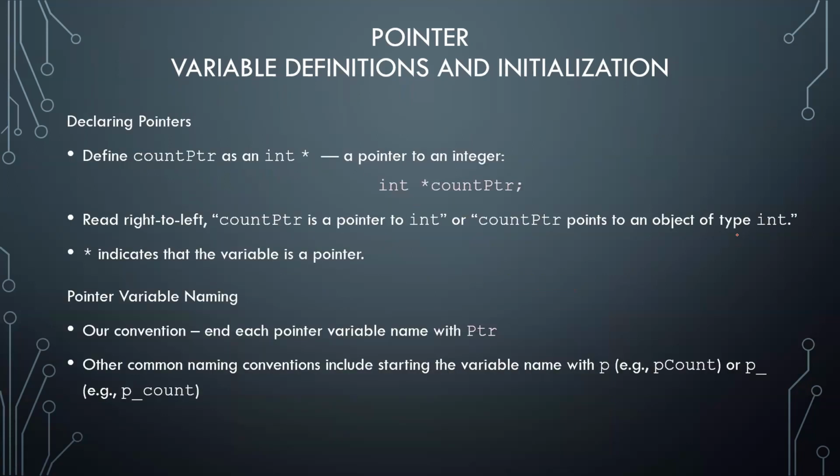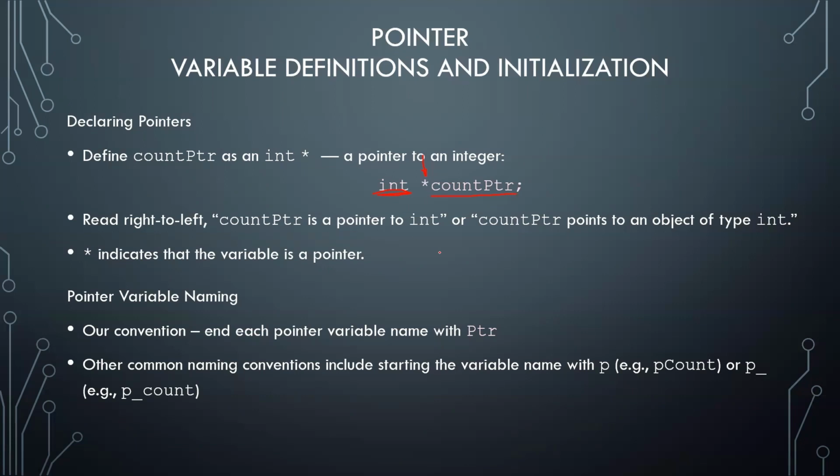Remember, step 1, we declare. In order to declare a pointer, we have to declare what type of variable it is pointing to. So in this case, it's pointing to an int, and we give it a name. The biggest difference is this asterisk right here. That is going to indicate that I am talking about a pointer and not just a variable. So the way I read this is I'm actually going to read it right to left. So count pointer is a pointer to an int.